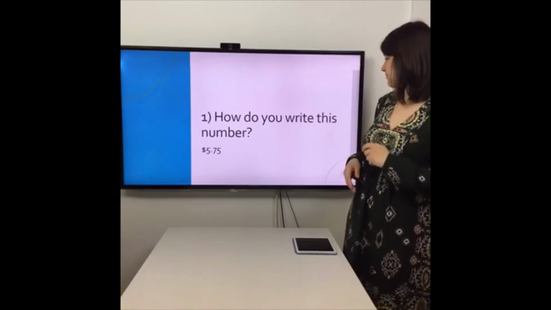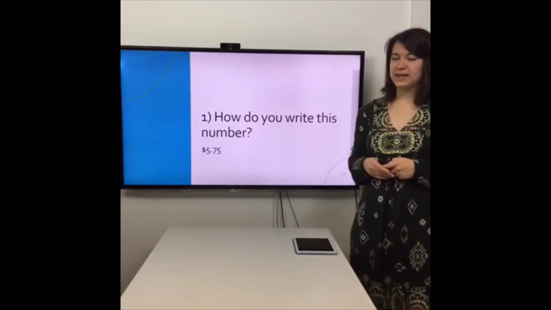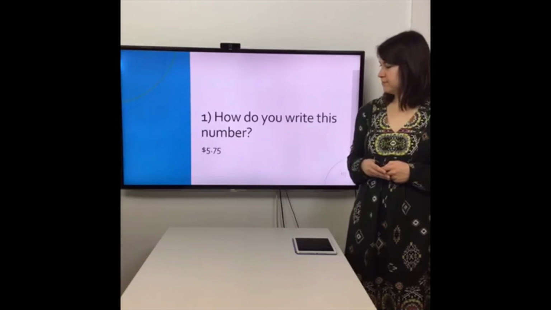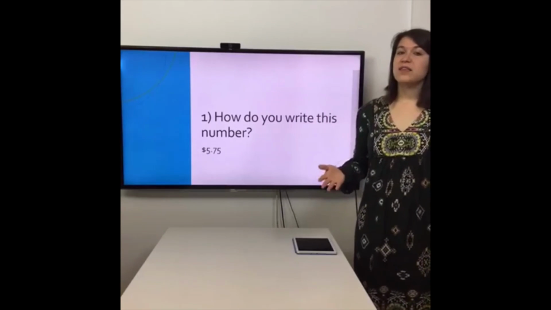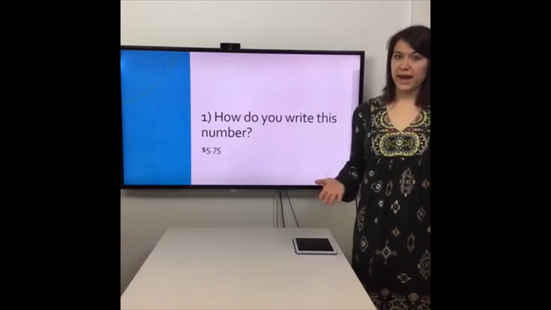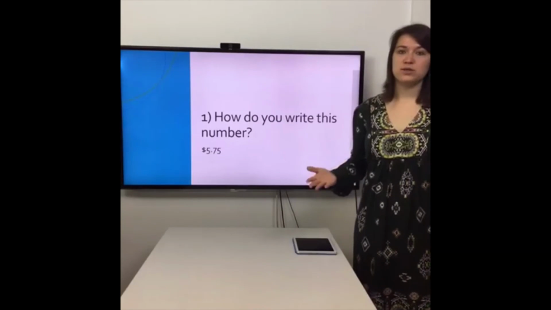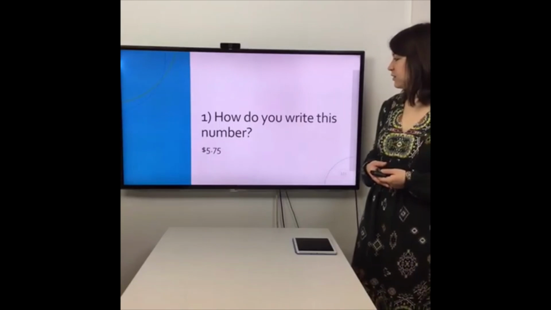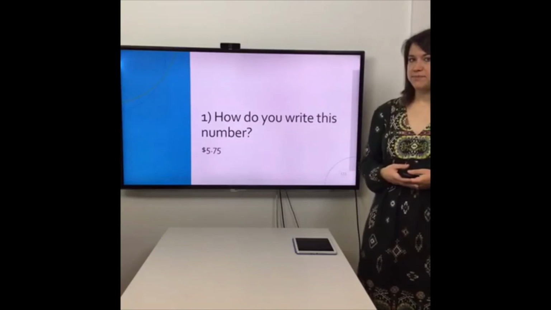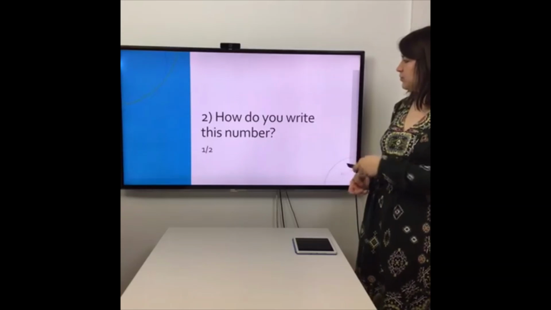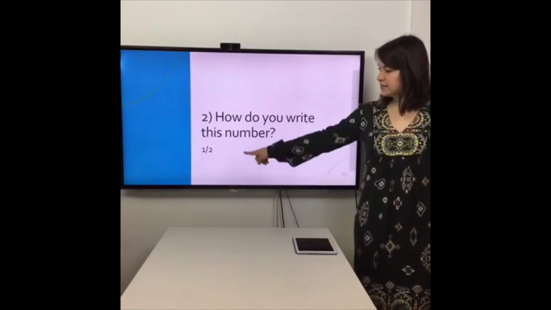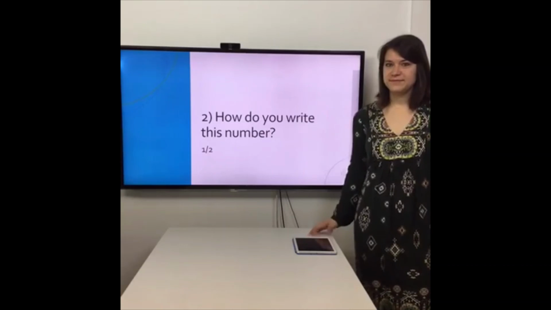Question number 1. How do you write this number? This number right here. How do you write it out? There are multiple ways, so there's more than one correct answer. How do you write this number? Number 2, how do you write this number? What is this?